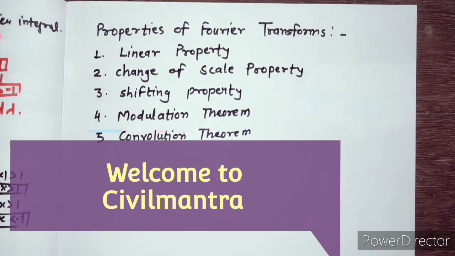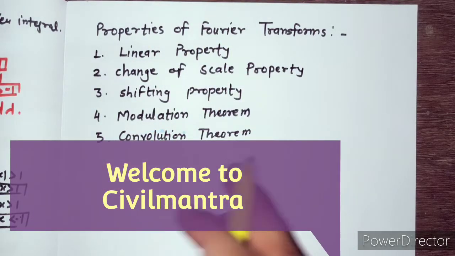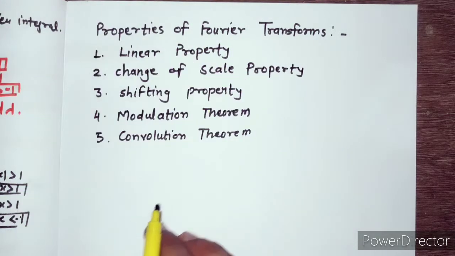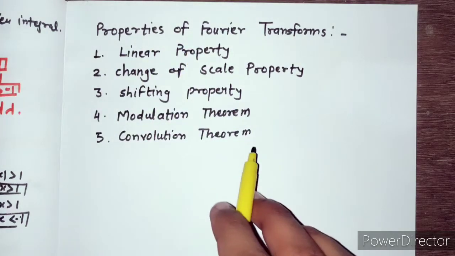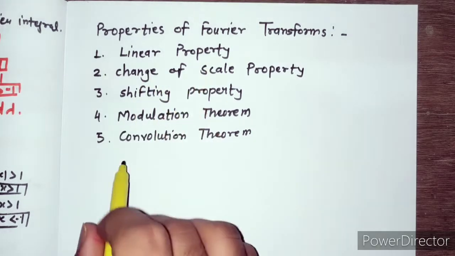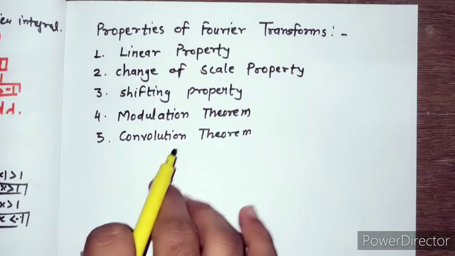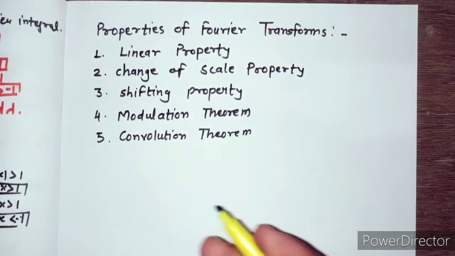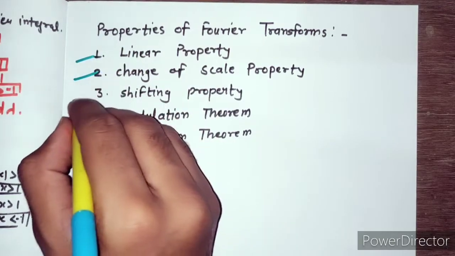In this video, we discuss the properties of Fourier transforms. In a previous video, we also discussed Fourier transforms and the cosine and sine rule. There are 5 important properties: linear property, change of scale property, shifting property, modulation theorem, and convolution theorem. In this video, we discuss 3 properties, and in the next video, 2.